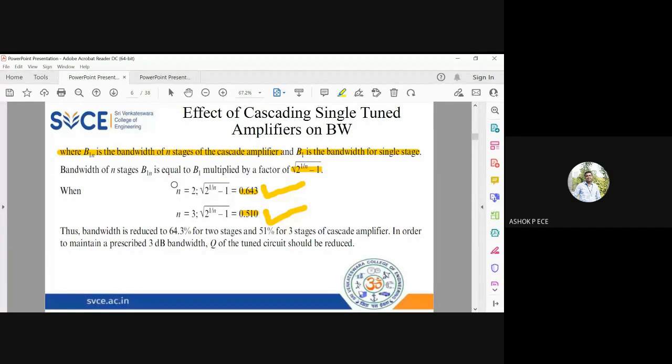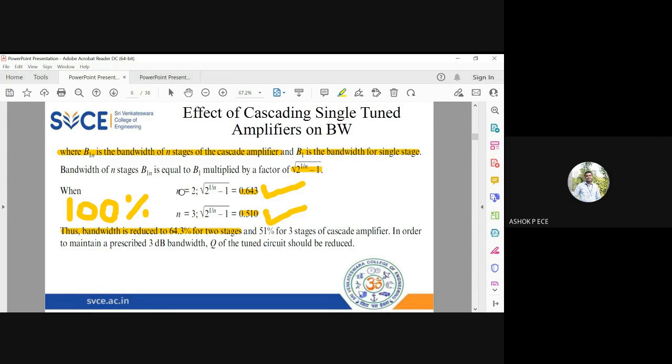When I am cascading two single tuned amplifiers, my bandwidth is reduced to 64.3 percent. So what is the bandwidth of a single stage? You have to multiply that by 0.643. So it is reduced from 100 percent.